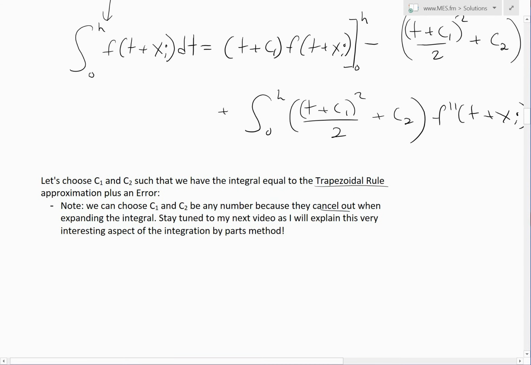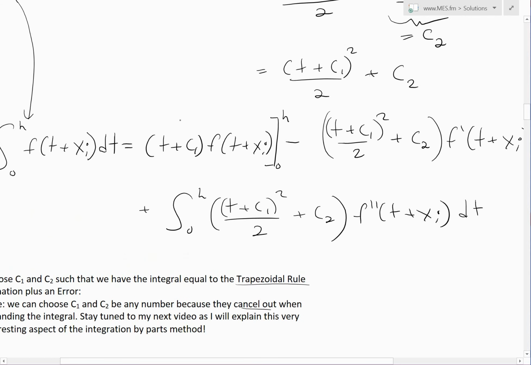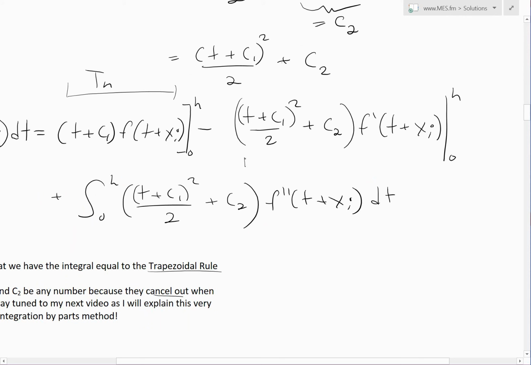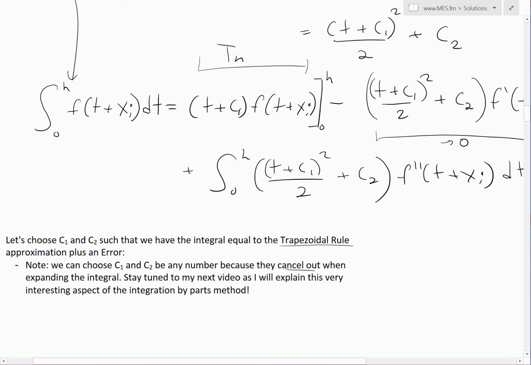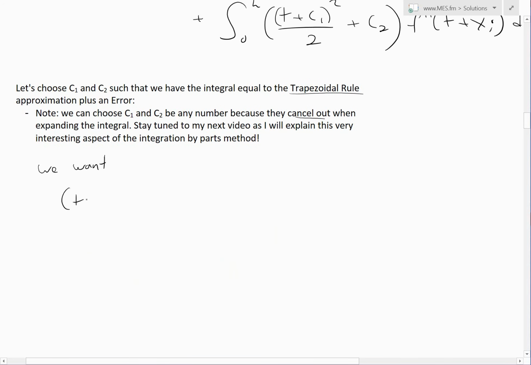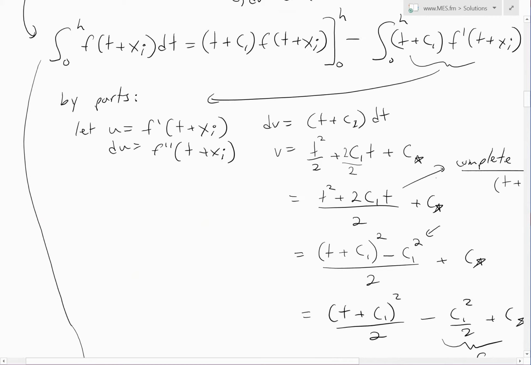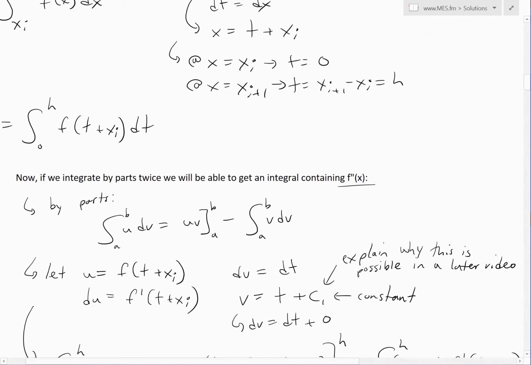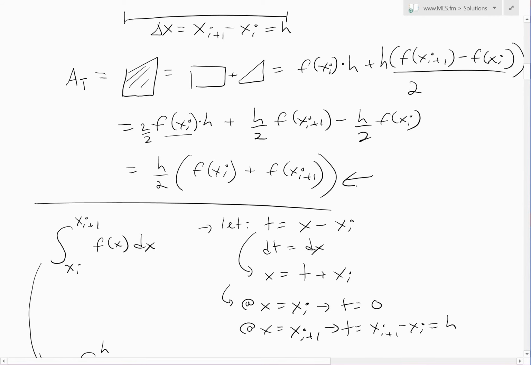I'll explain in detail. So when we choose it to be anything we want, the idea is we want this part to equal the trapezoidal approximation, and also because our approximation just has this, there's no derivative anywhere there, so we want this going to 0. So the first part we want, t plus c1 times f of t plus xi from 0 to h, we want it equal to this approximation.